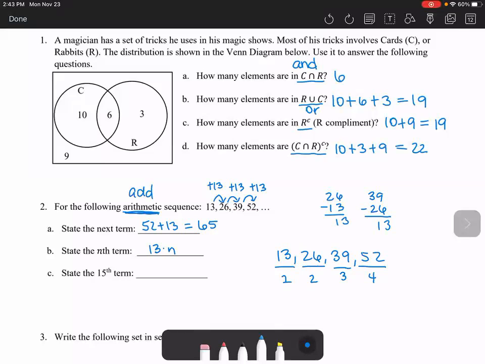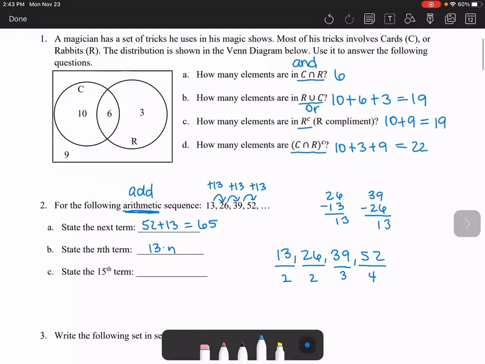Okay, so now the 15th term. This one should be easy given part b. If you know that the nth term is just multiplied by 13, for the 15th term you're just going to multiply 15 times 13. And I don't know how to do that off the top of my head. So 15 times 13: 3 times 5 is 15, carry the 1. 1 times 3 is 3, plus 4, plus 1 is 4. Add a 0, cross out the 3. 15 times 1 is 15. So this is 195.